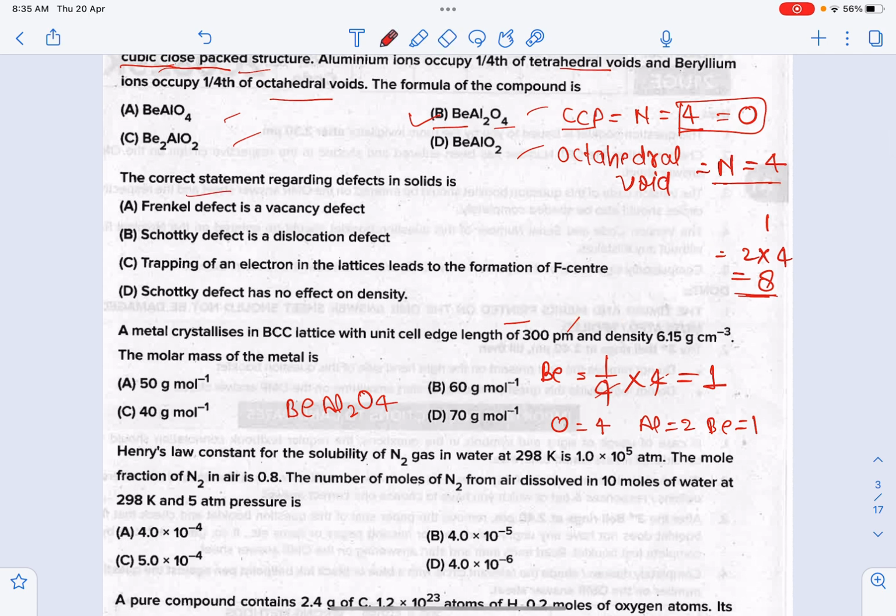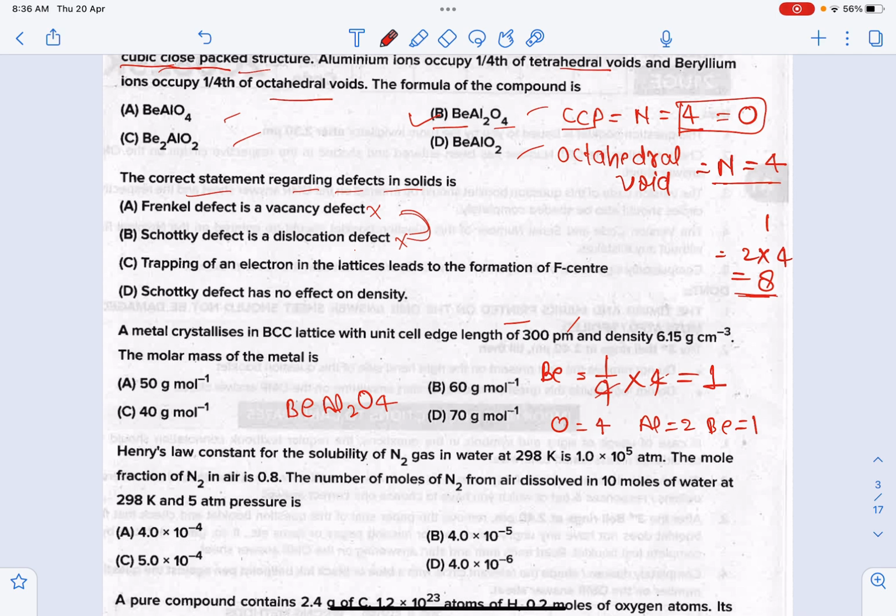Now the second question is: the correct statement regarding defects in solids is, first option, Frenkel defect is vacancy defect. No, it is not a vacancy defect. Second option is Schottky defect is dislocation defect. No, these options are interchanged. Frenkel defect is dislocation defect and Schottky defect is vacancy defect. So both options are wrong.